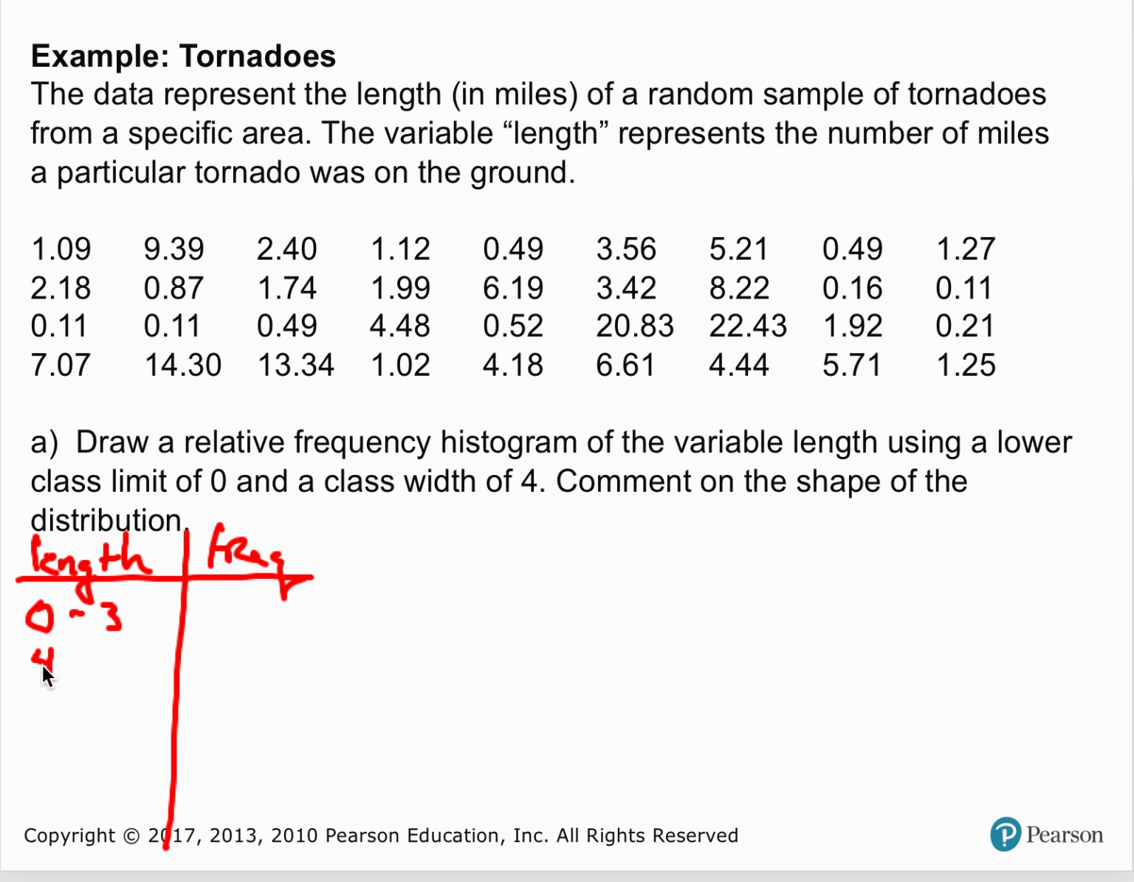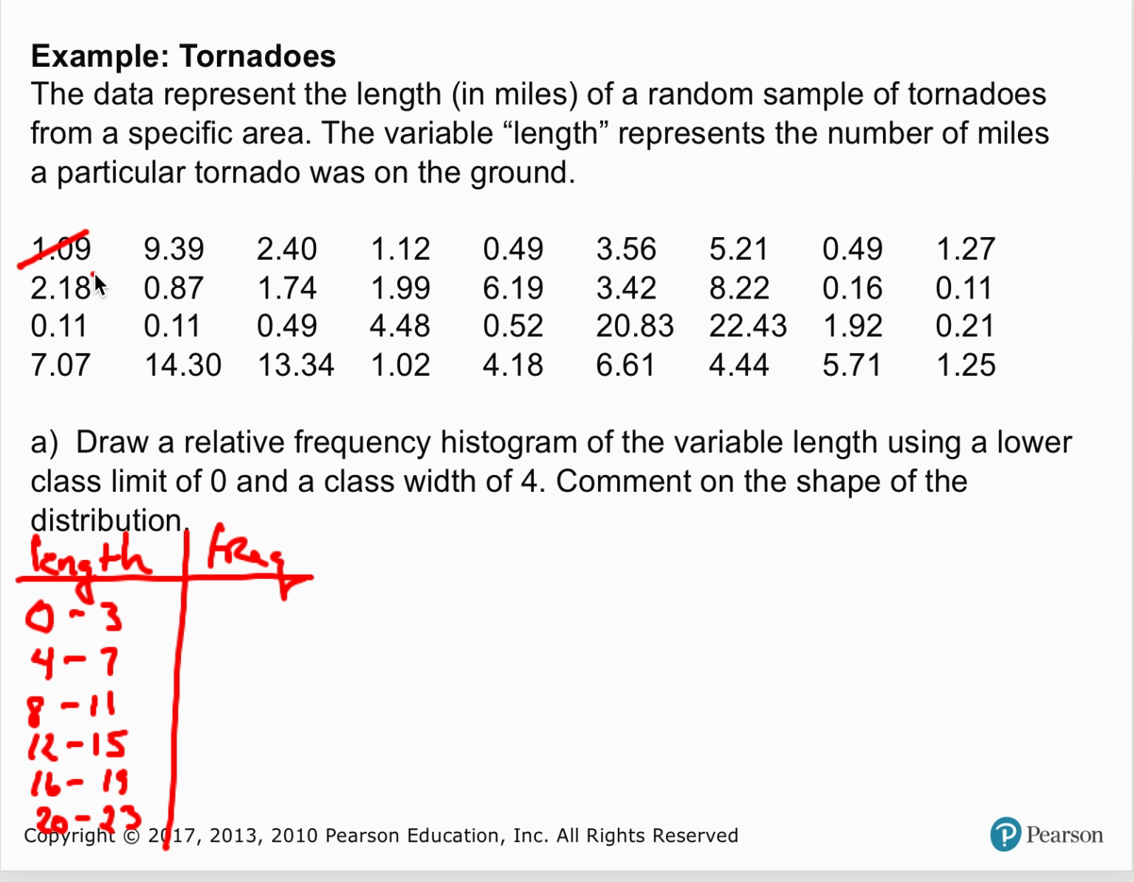For our class width to be 4, 4 needs to be right here, right? 4 minus 0. So 4, 5, 6, 7, 8, 9, 10, 11. What do we got? We got all the way up to 22. All right, 12 to 15, 16 to 19, and 20 to 23.